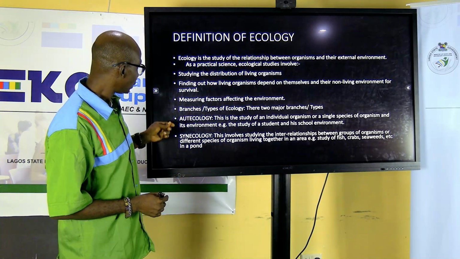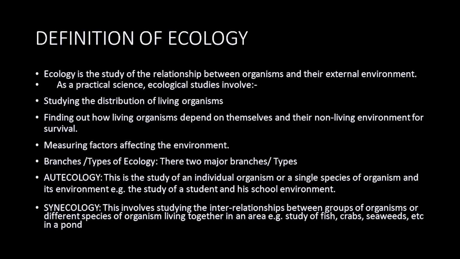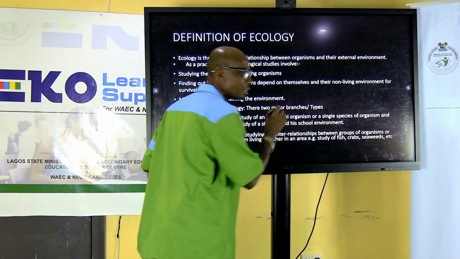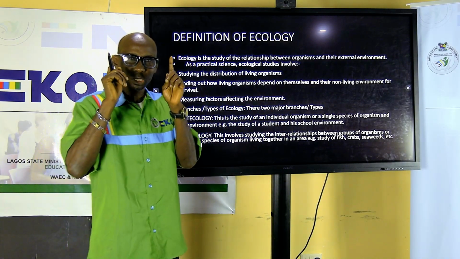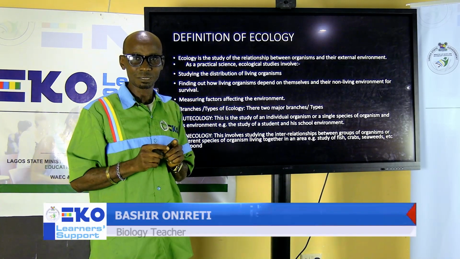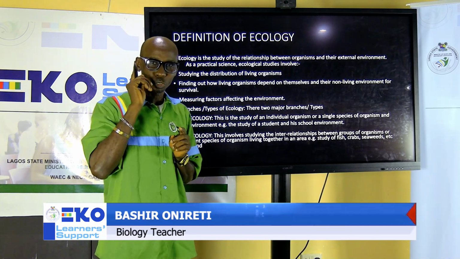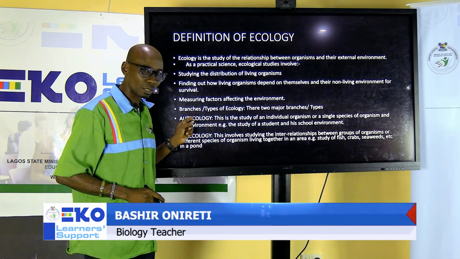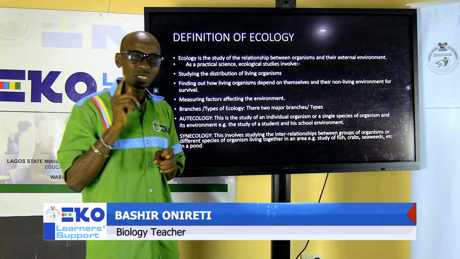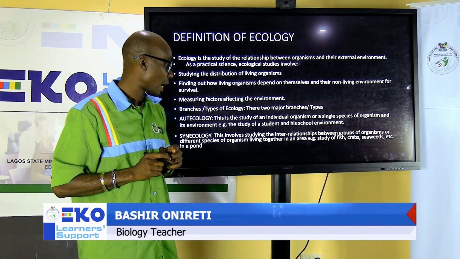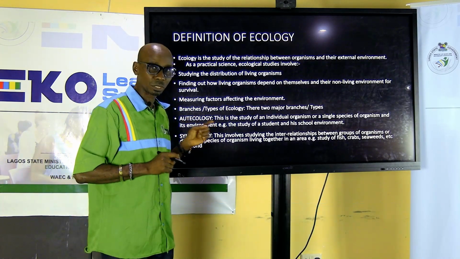Now we have two branches of ecology. We have autecology and we have synecology. The first one is autecology and the second one is synecology. Autecology is the study of individual organisms. When we are studying just, for example, a rat in its environment, just a rat, we are studying autecology. Or we are studying just one single species of rats, we are studying autecology.